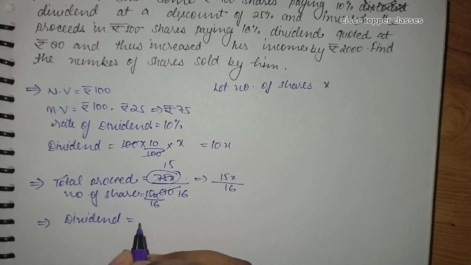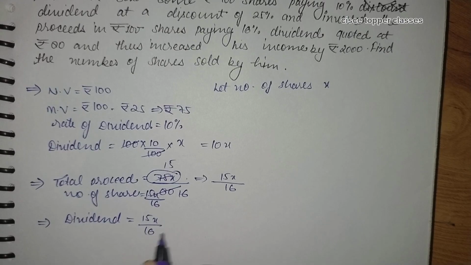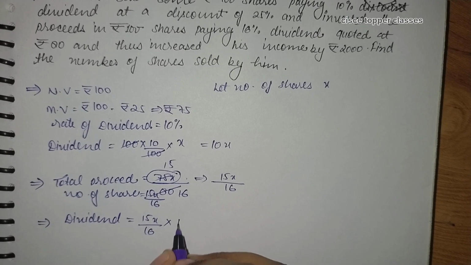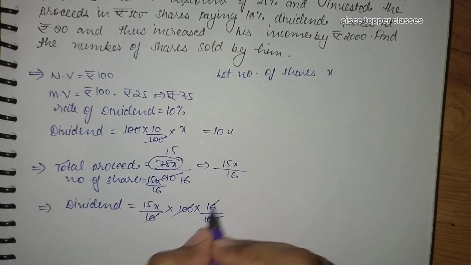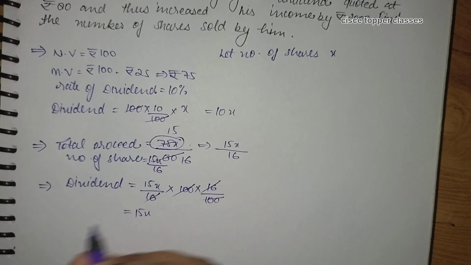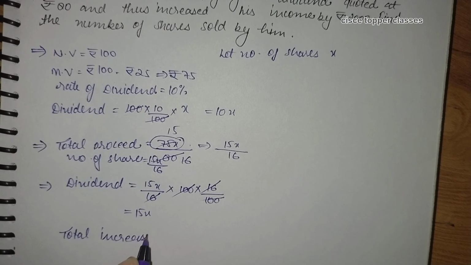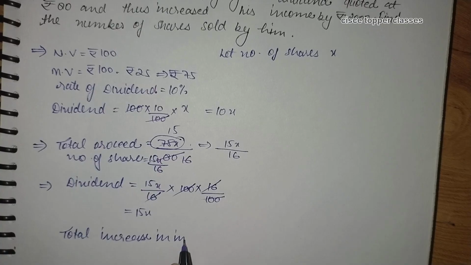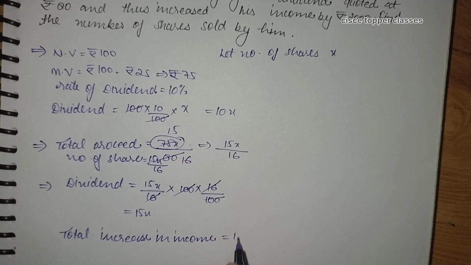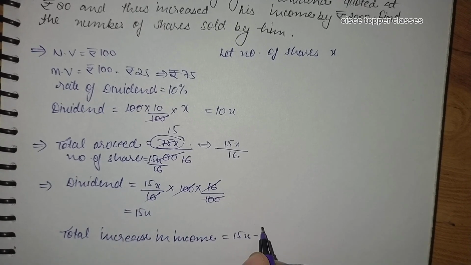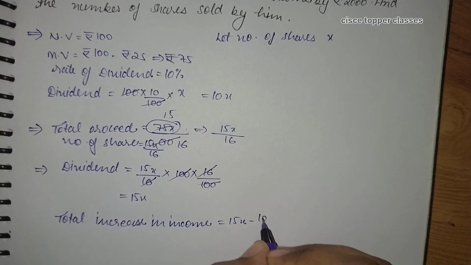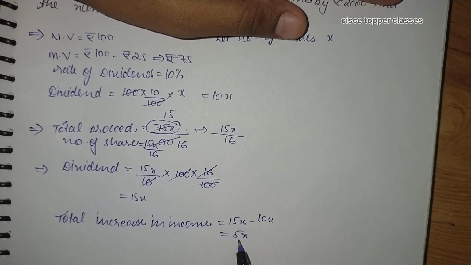So we can write 15x by 16 as the number of shares into nominal value 100 in this case also, then 16% divided by 100 as the dividend. 100 will be cancelled out, 16 will be cancelled out, so 15x. So if we have to find the total increase in income, we will subtract the two dividends. So total increase in income will be 15x minus 10x. So here 5x is the total increase in income.